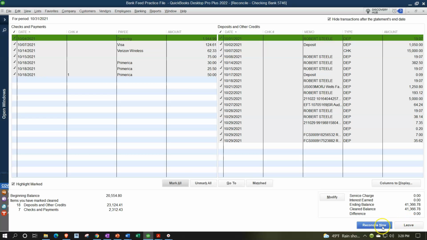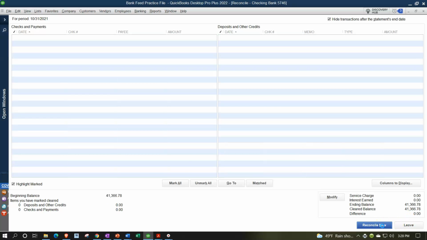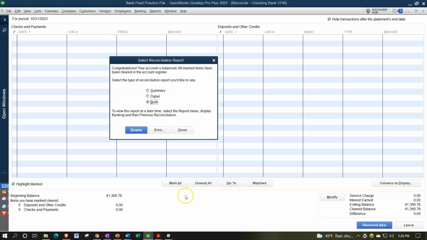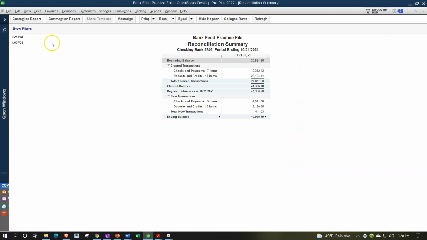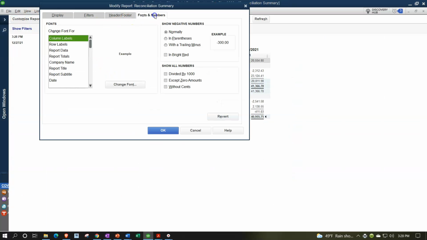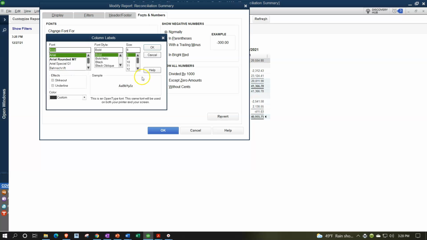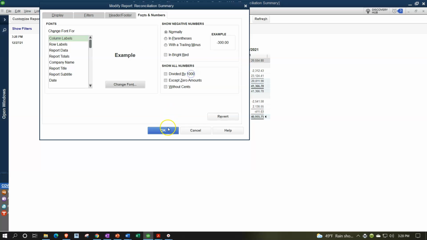So we can just simply reconcile here, and once that is 0, we'll get our reports. The reports are not as important in this case because we don't have any reconciling items because we got our information directly from the bank. So I'm going to say let's display them though. We've got these 2 reports. Let's customize here and make it a little bit larger. This is the summary report. Make it at 14 again.